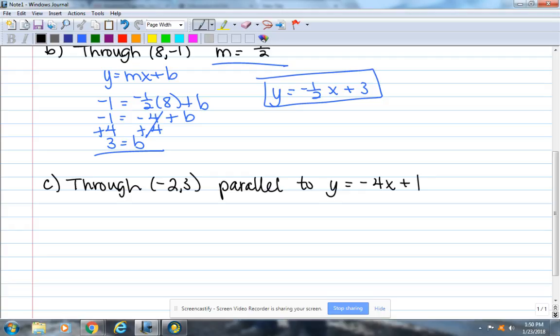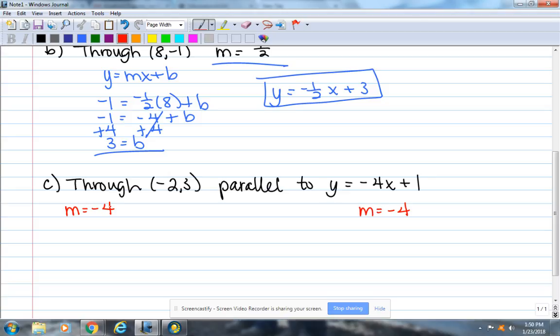-4. How do you know -4 is the slope? It's the m, right? It's in the m spot. So their slope is -4. So if we're going to be parallel to that line, what does our slope need to be? -4 also. So you pick out their slope, and if it's going to be parallel, you want your slope to be the same thing. Does that make sense?